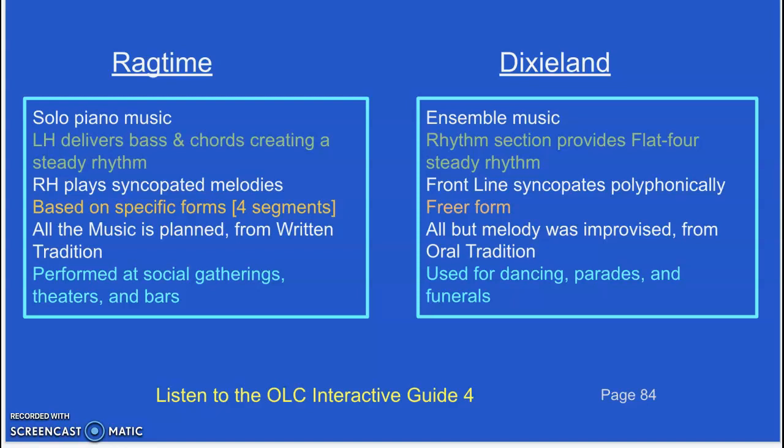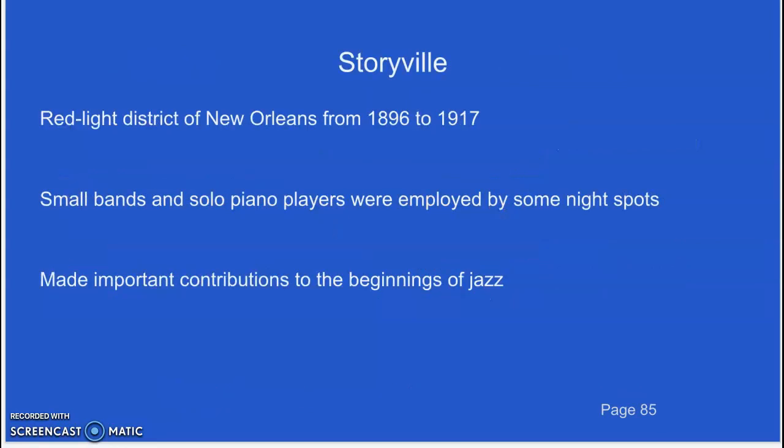And ragtime and Dixieland developed concurrently, and eventually they merged. This is a great slide, and there's also an interactive guide to listen to here. Note from about 1900 to 1910, about 30 bands existed in New Orleans, and they all played diverse styles.